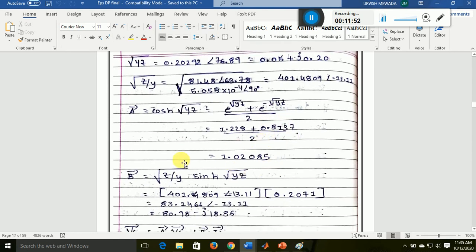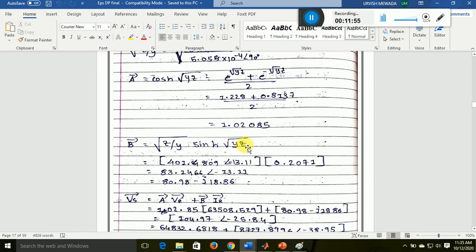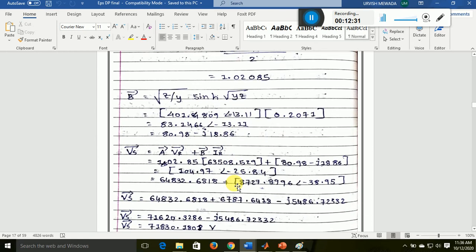Then B is equal to under root of z by y sinh under root of y into z. So this under root of z by y will be 401.4809 at angle minus 13.11, and this is the value of the yz that we have calculated, 0.2071. So after solving this, we will have the value in terms of r angle theta, that is 83.1466 at angle minus 13.11, and 80.98 minus j18.86 is the r angle theta form of the B.